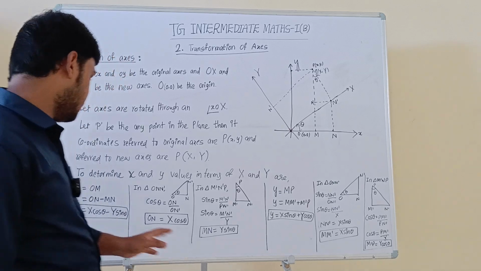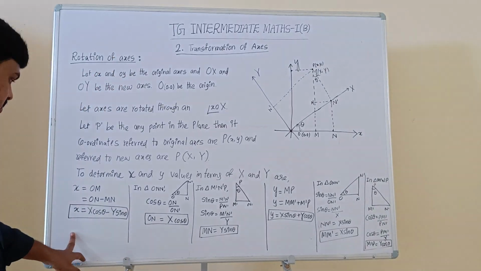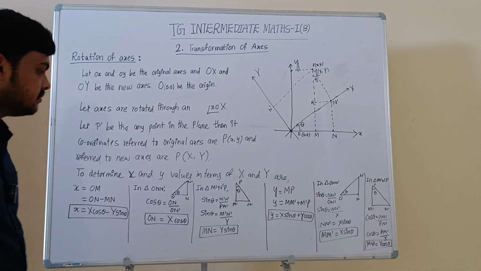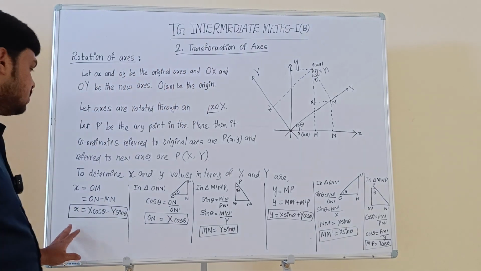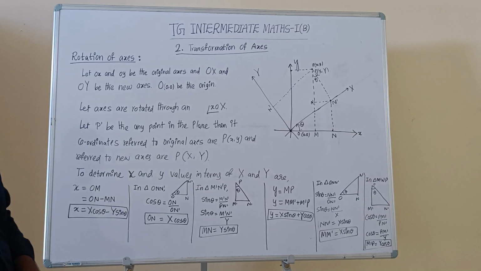So x is equal to capital X cos theta minus capital Y sin theta, and y is equal to capital X sin theta plus capital Y cos theta. These two equations we call the rotation of axis equations.